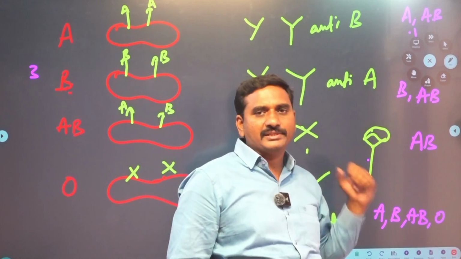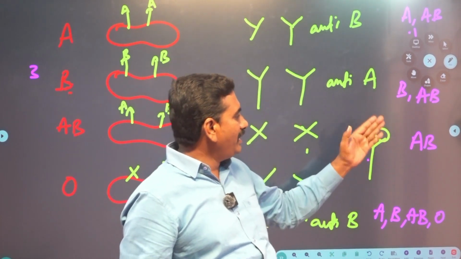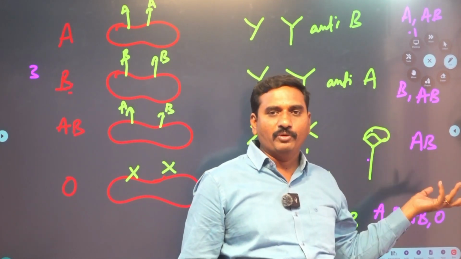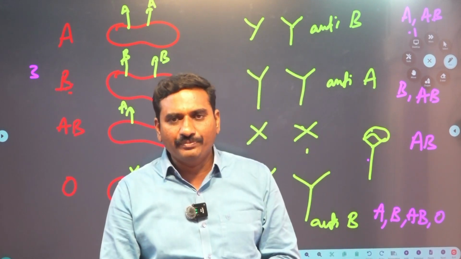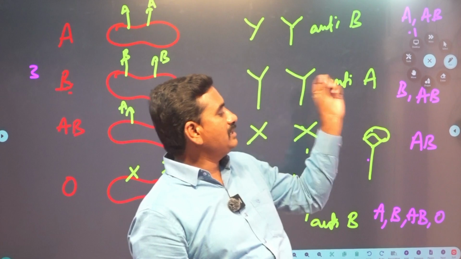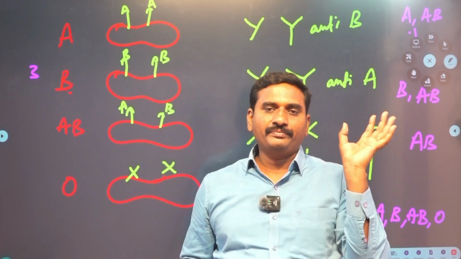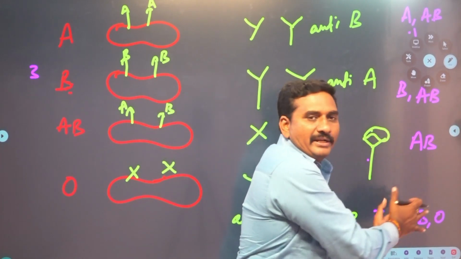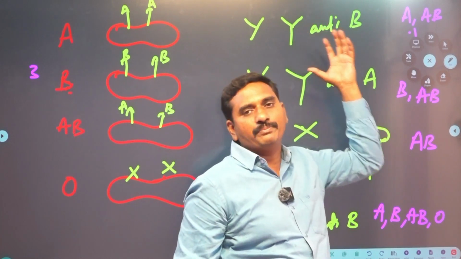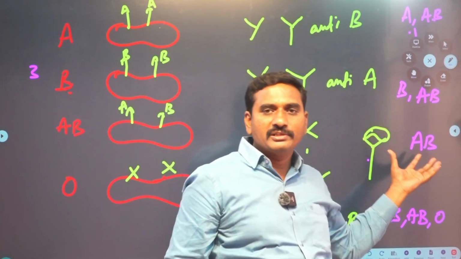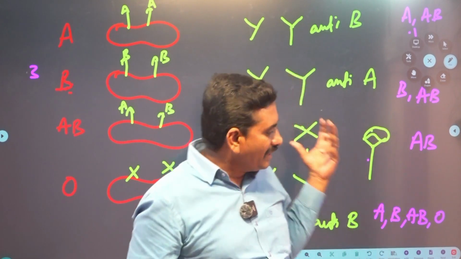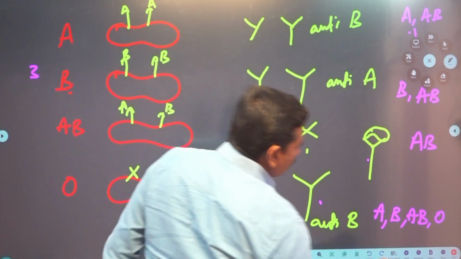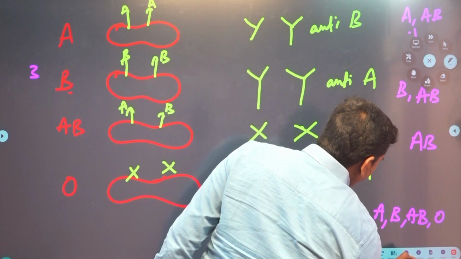Because it is having A and B antigens, but it is having no antibodies. Always in the blood transfusion system, we have to consider the antigen of the donor and the antibody of the recipient. As this AB blood group has no antibodies, it can receive any type of blood, so it is a universal recipient, my dear students. Next, this is the AB blood grouping.